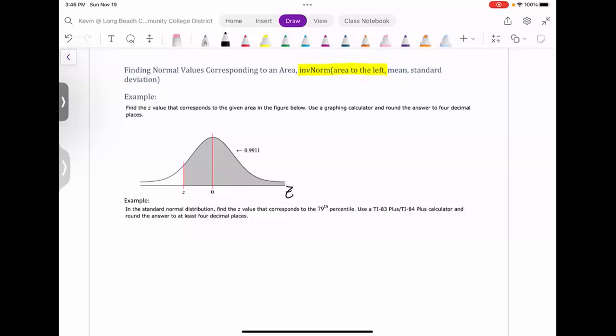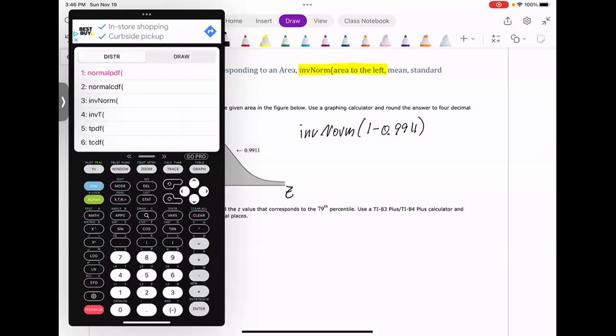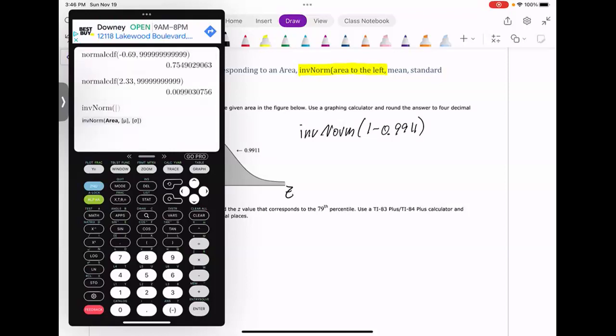Okay, so area to the left, I don't know what that is right now, but I'm going to use inverse norm. The area to the left, because they're shading the area to the right, I'm going to actually do 1 minus what they give me. So I'm doing the complement. Now, we don't need to put the mean and standard deviation unless it's something other than 0 and 1. So here we go. I'm going to hit second vars. And my third one down is my inverse norm.